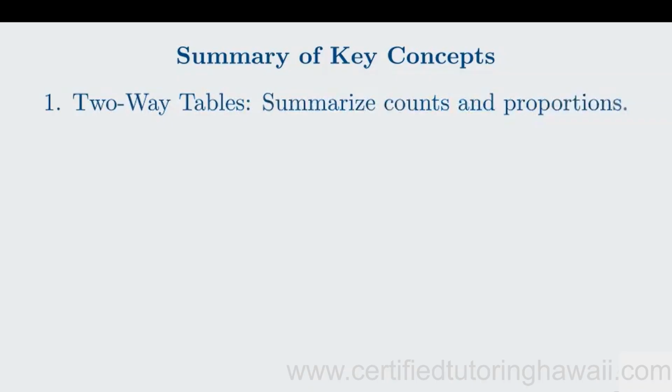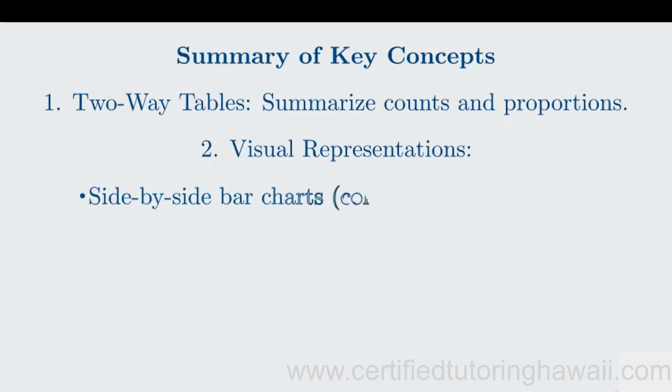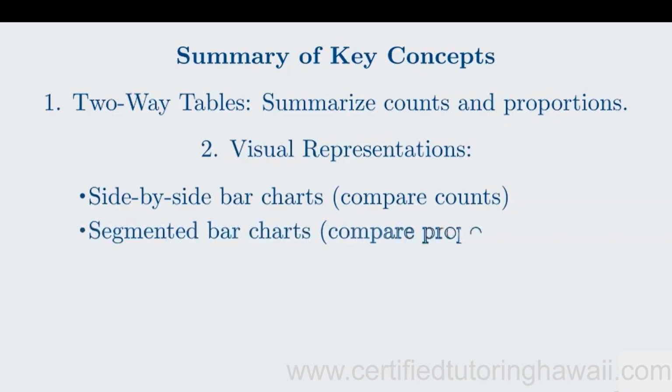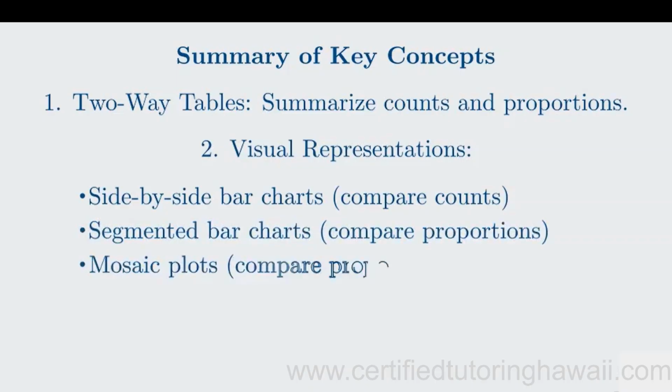To wrap up our lesson on topic 2.1, let's review our main objectives and the key tools we've added to our statistical toolkit. First, we learned that a two-way table, or contingency table, is our primary method for summarizing counts or proportions for two categorical variables at once. Second, we explored 3 visual tools: side-by-side bar charts to compare counts, segmented bar charts to compare proportions, and mosaic plots to compare proportions and group size.